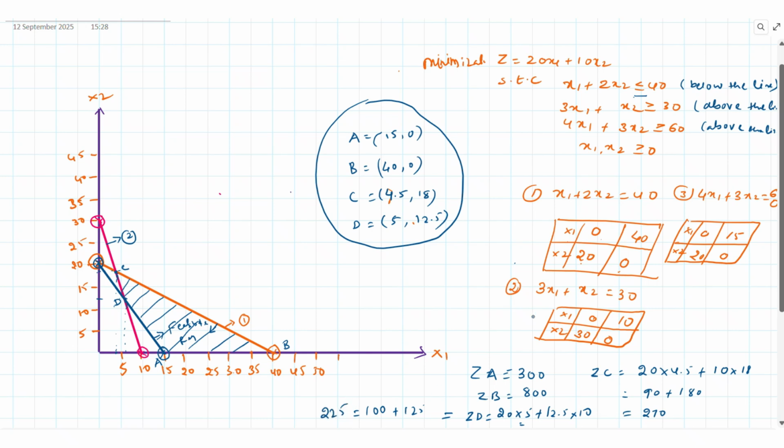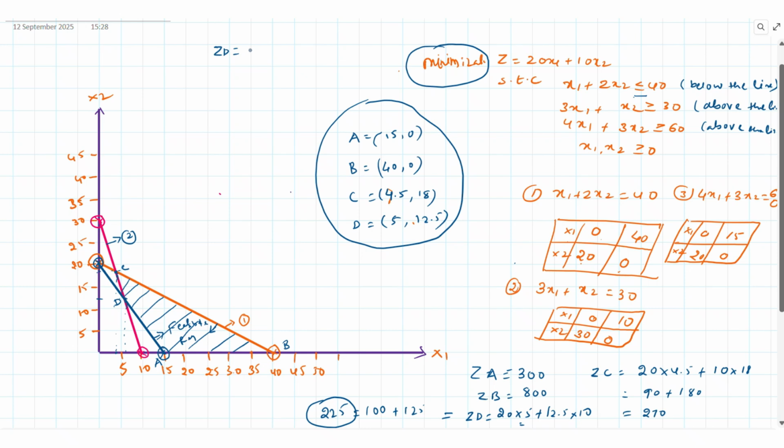Here the problem is subject to minimization. So in this we have to take the minimal optimal solution. Among all four corners, the one giving the minimum value is what we have to select. C is giving 270, B is giving 800, A is giving 300, and D is giving 225. So D is the minimum value, and the D corner has the minimum optimal value here.